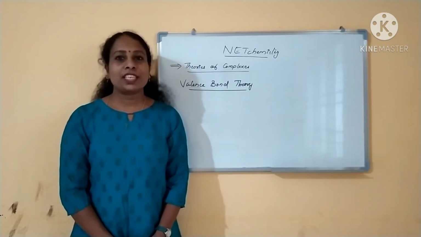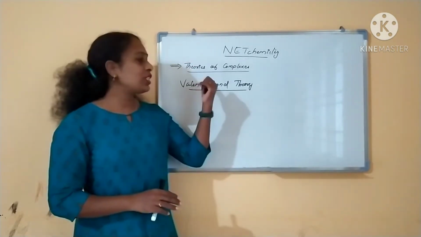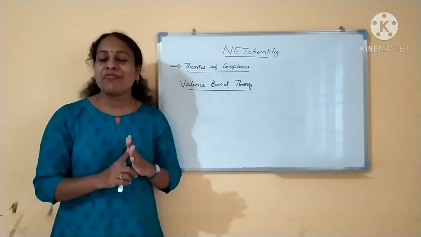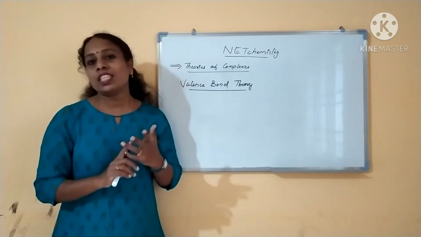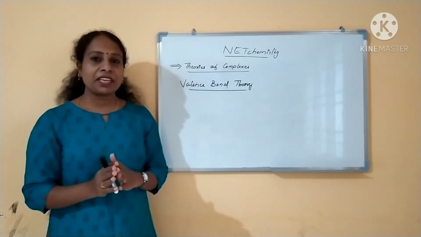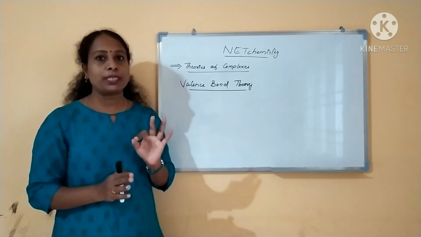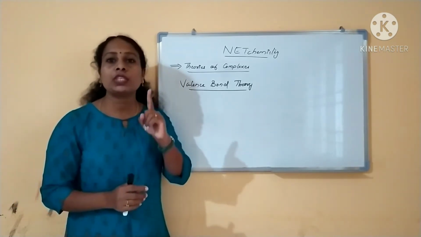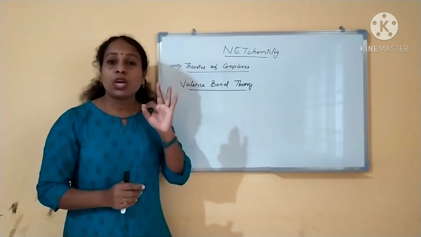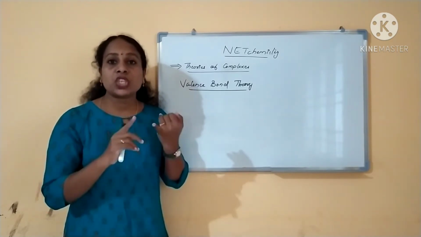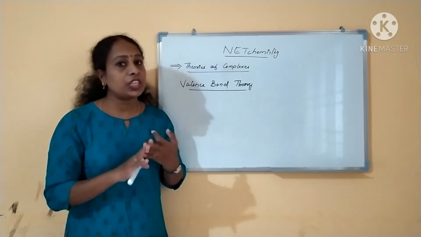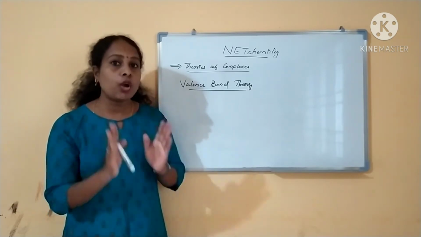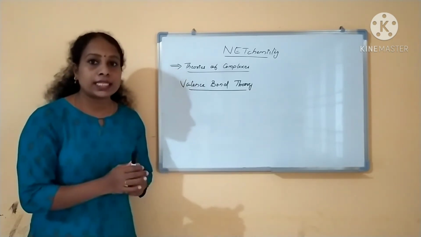Welcome to Net Chemistry. Today I am going to tell about theories of complexes. In that, first one I am telling is valence bond theory. This theory has a background of magnetic measurements. If you know the magnetic properties of a complex, then you can predict the structure, hybridization and shape of the complex. That is what this theory says.